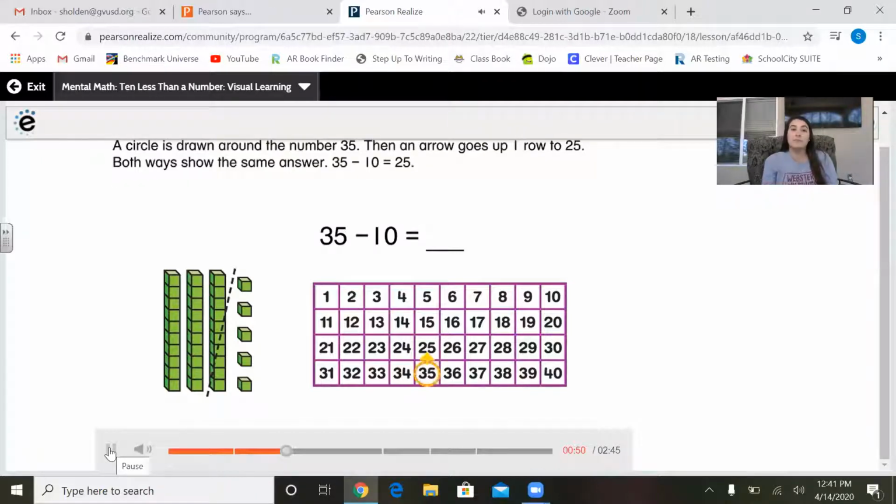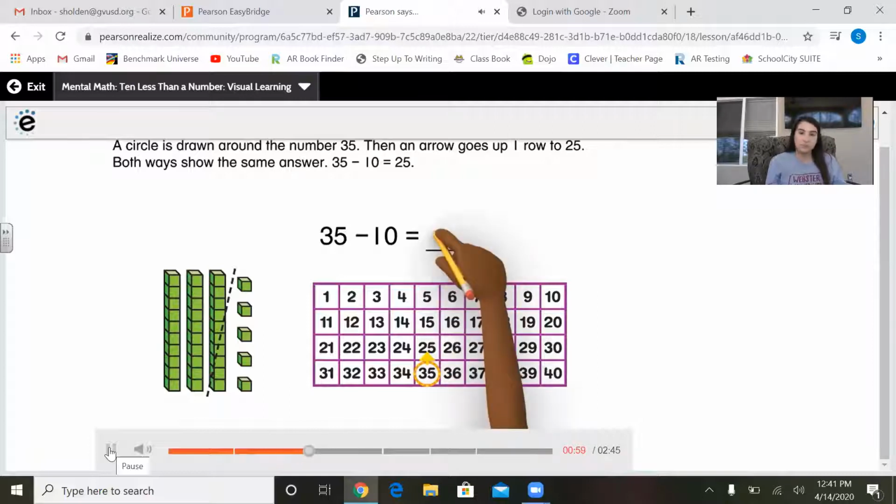A circle is drawn around the number 35. Then an arrow goes up 1 row to 25. Both ways show the same answer. 35 minus 10 equals 25.